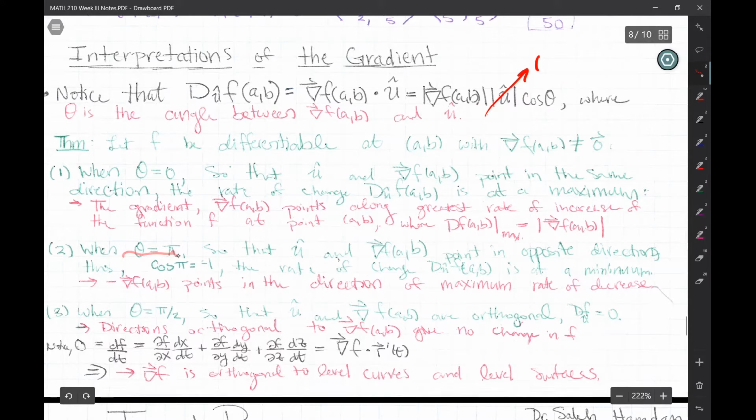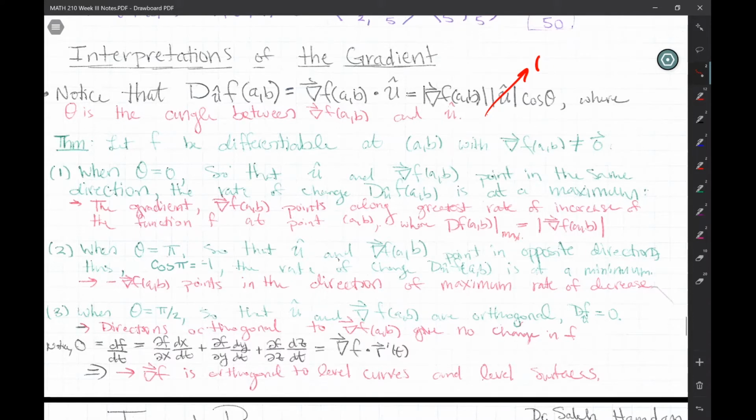When theta equals pi, so that the gradient and u hat are in opposite directions, so u hat is in the direction opposite of the gradient, you get the maximum rate of decrease. Another way to say that is that minus the gradient points in the direction of the steepest descent. And notice, when theta equals 0, you have cosine 1, so you have the direction. So the gradient points in the direction of maximum increase.